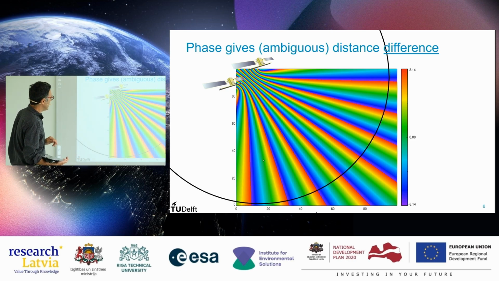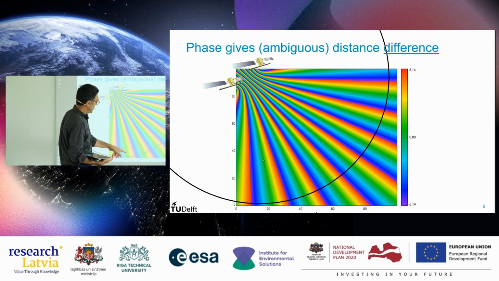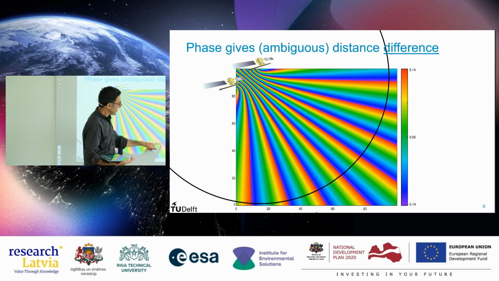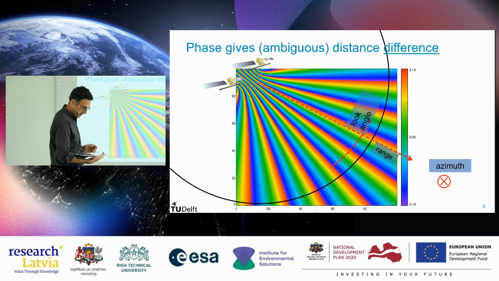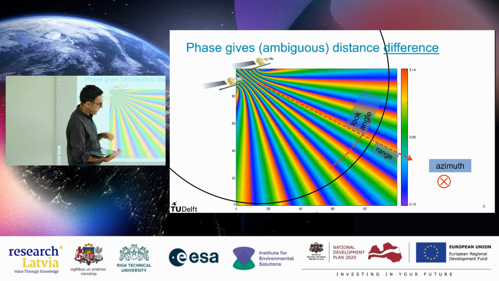So for points which are at the same distance, it means that I have an ambiguity in this direction. So if at a certain range pixel the color is red or the value is plus pi, for example, I could be here, it could be here, it could be anywhere over there. This is the look angle, this is the range, and the azimuth direction is in this plane.